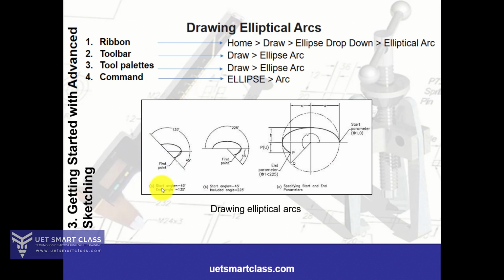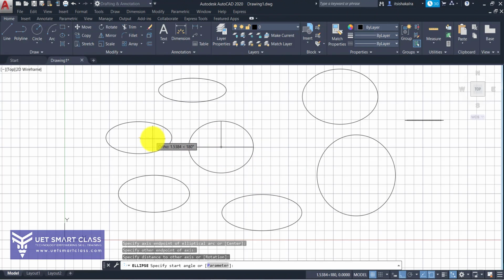First, start angle and end angle. Start angle means if I say minus 45 and I say end angle 135, so it will end at the 135 angle. If you remember, I had shown you the polar angles. So 135 is this angle. So it will stop on 135. Okay. See. Here I'll specify my angle as minus 45. Okay. And my end angle would be 135. See, this is my arc.